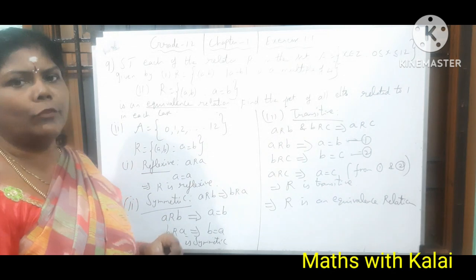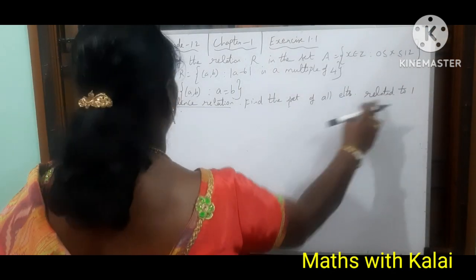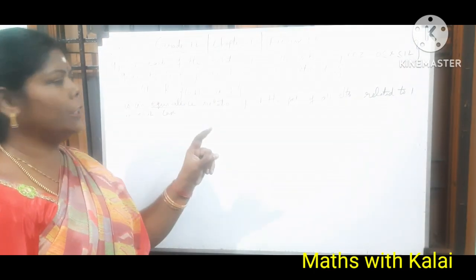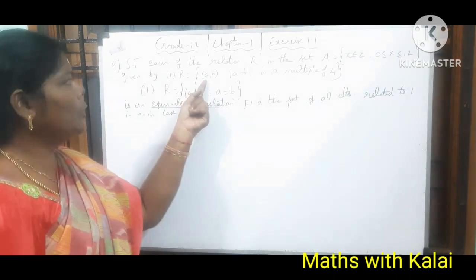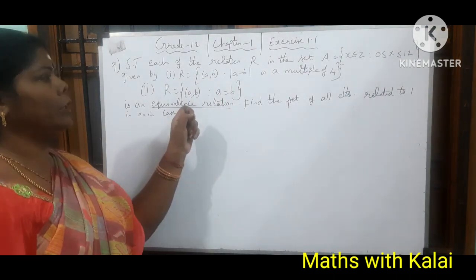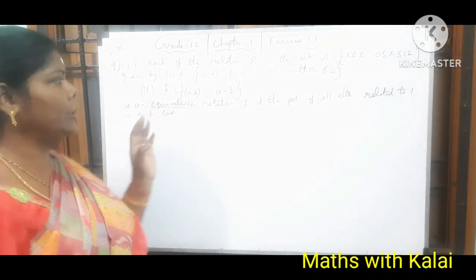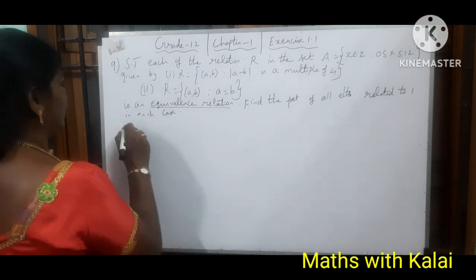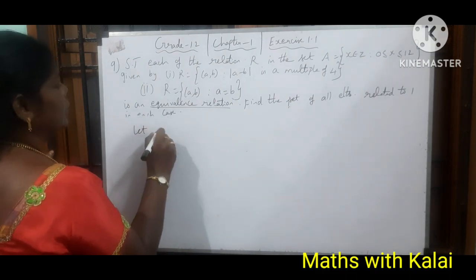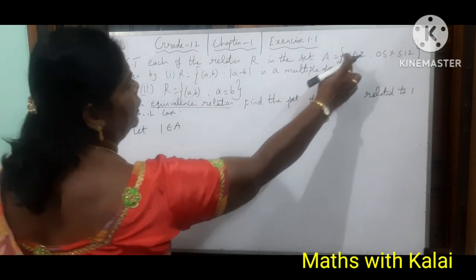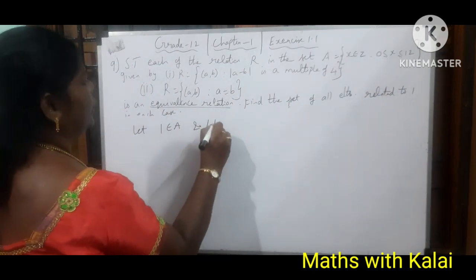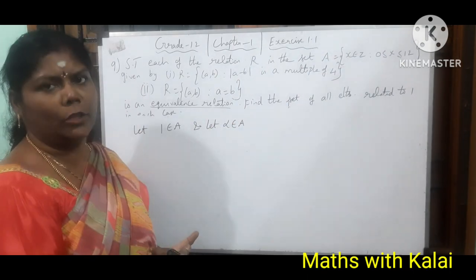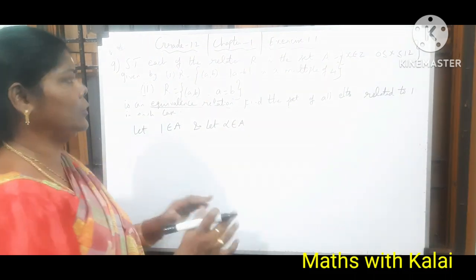Now we have to find the set of all elements related to one in each case. So for the two relations what is given, if you take one element as 1 out of the ordered pair A, B, what should the other element be, that has to satisfy the given condition. So let 1 belong to A, one of the elements of A, and let alpha belong to A. The other element also has to be inside the set A, that means the values must be within 0 to 12.